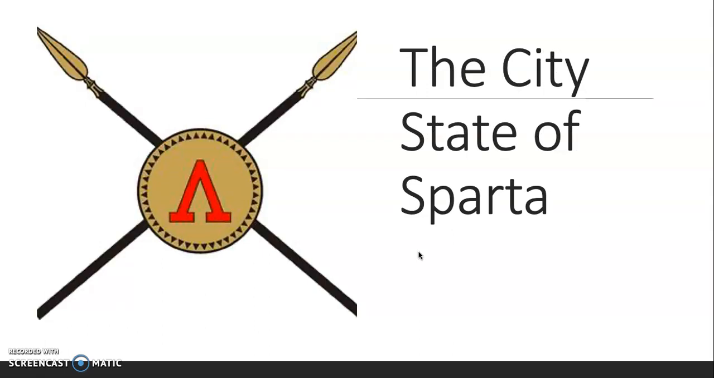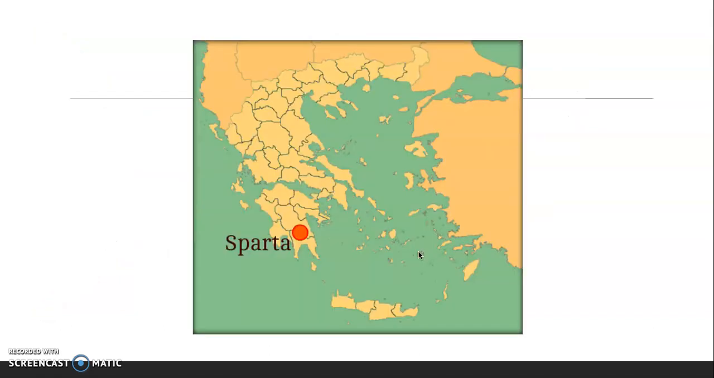So now we're going to be looking at the city-state of Sparta. As you can see, Sparta has a slightly different logo with a shield and spears, so maybe that will give us an indication of what to expect with the city-state of Sparta. As I'm sure many of you may have heard of this one as well. So that is where we can find Sparta on our map, slightly to the south of Athens.